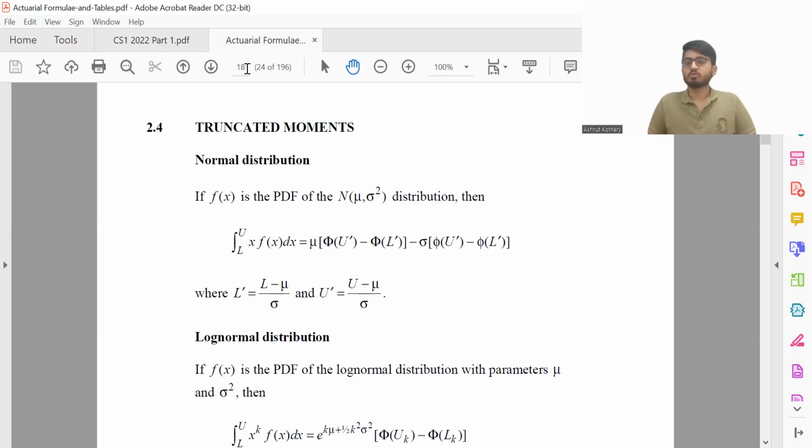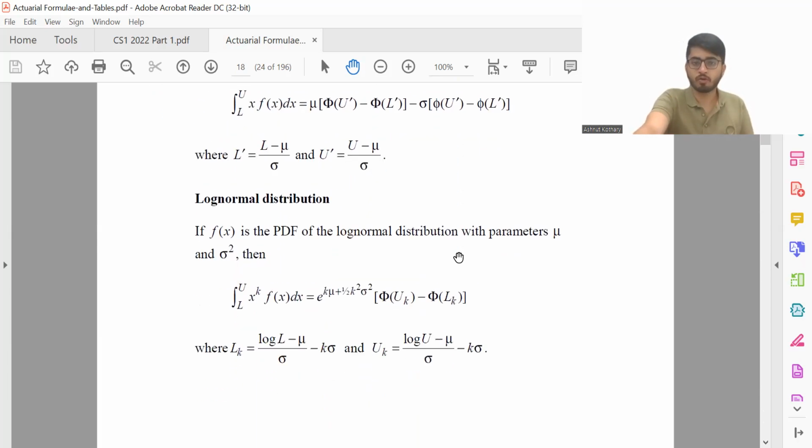See, for a normal distribution, they have given that integral x f(x) dx within limits L to U follows a particular expression where they have defined what is L dash, what is U dash. Keep in mind the first term is nothing but the CDF, and this one is nothing but the PDF of a standard normal distribution. So this is one result.